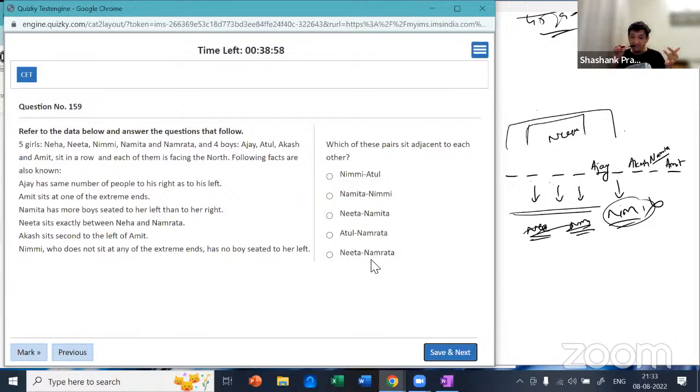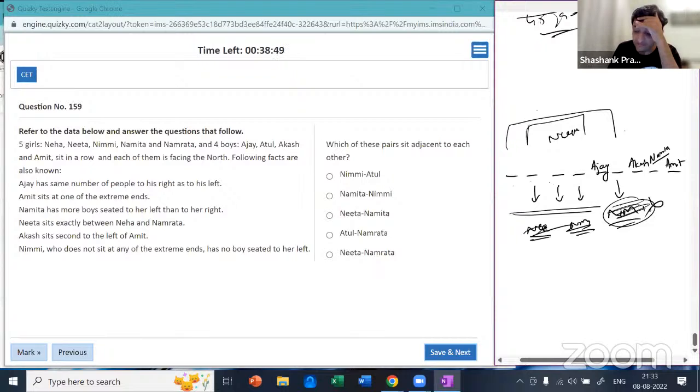Okay, Namita and Nimmi. Hey, sorry, Nimmi will not be here. No? So Nimmi will not be here for sure. Okay. So Nimmi can be here or here or here. Okay, there are 3 cases. If Nimmi is here, then Neeta can be here or here. If Nimmi is here, Neeta cannot be anywhere. No, Neeta can be here. Okay, so Atul will be here.